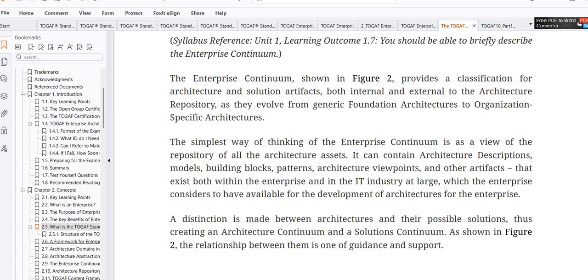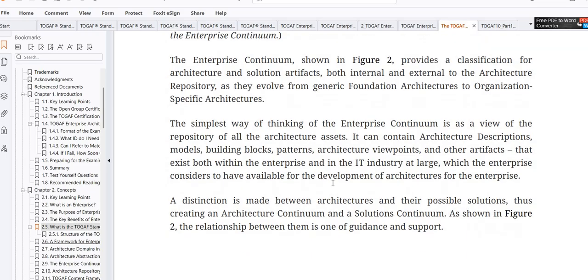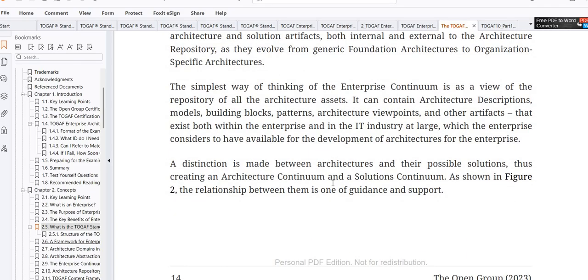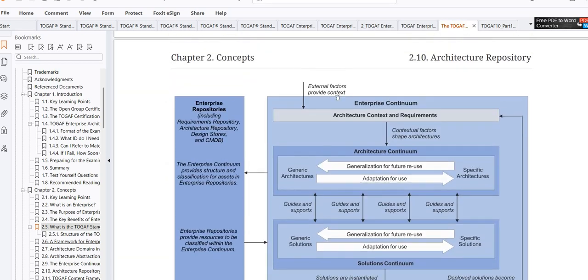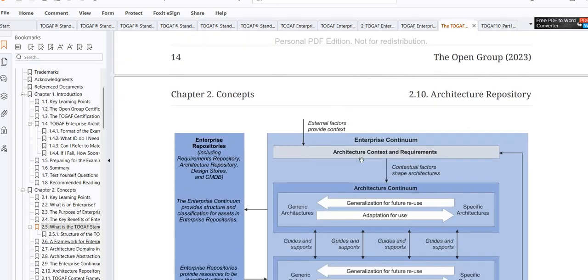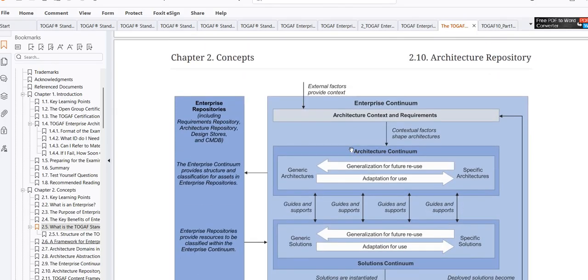We can say organization assets contain the architecture description, models, building blocks, patterns, viewpoints, and their artifacts, which is enterprise level IT standards. So there are two different concepts: the enterprise continuum and the solution continuum. As you can see, these two concepts are important. If you understand it from the architecture point of view, the enterprise continuum provides a way to classify the assets and enterprise repositories.